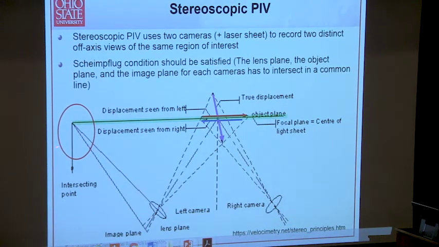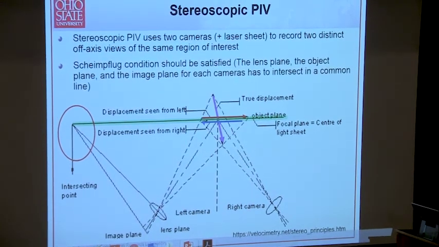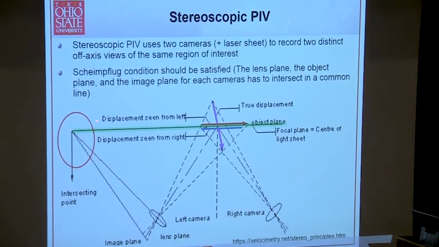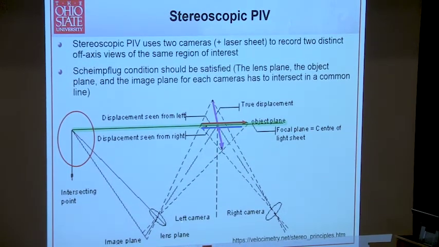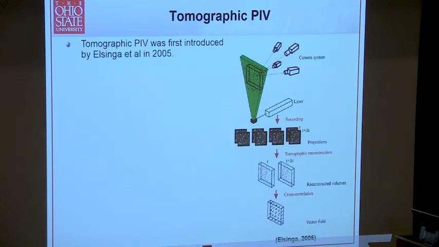which means that the image plane, the lens plane, and the object plane all have to intersect at a common point. If we do that, then this entire field of view is in focus. Otherwise, we have portions that are out of focus. So the Scheimpflug condition must be satisfied. And again, any commercial system would have your cameras set up with Scheimpflug adapters to make sure that this intersecting point is satisfied. But we'll talk about, again, how you do the analysis.